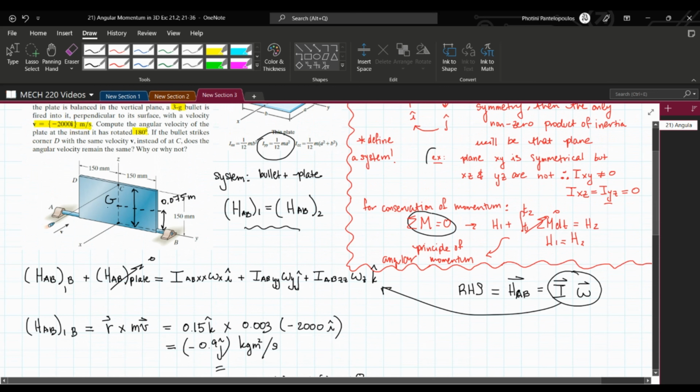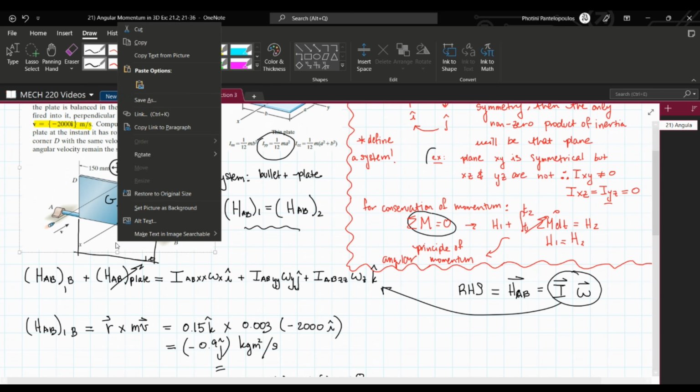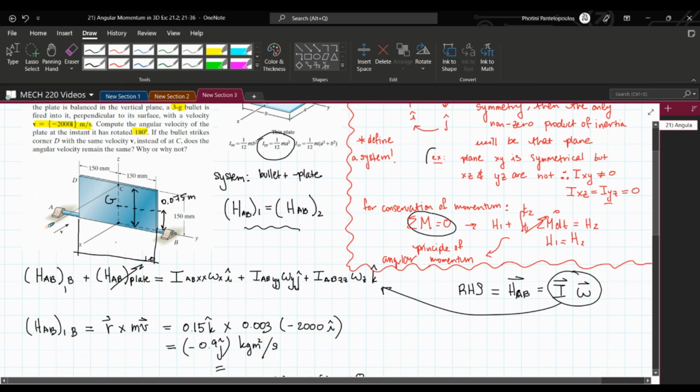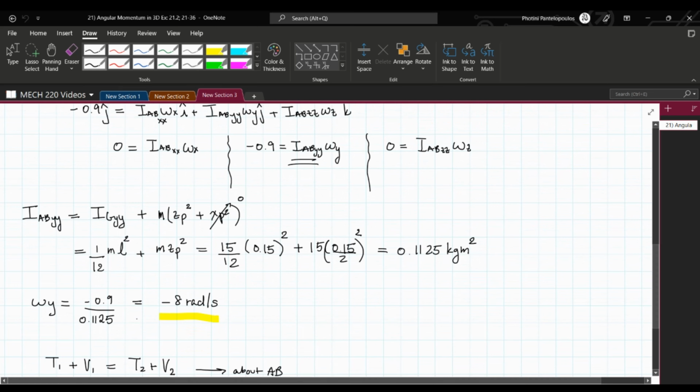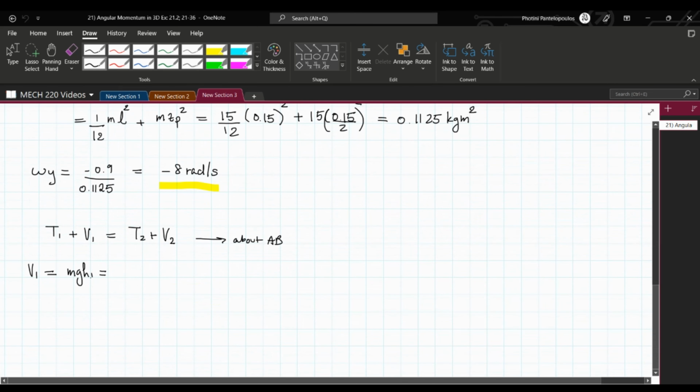At 180 degrees, this whole plate will have flipped, and will in fact be down here. So this point G will be at equal distance G prime. So this G prime will be at equal distance to AB as G was to AB, except it will be in the negative direction. So that's how we're going to interpret the change in potential energy.